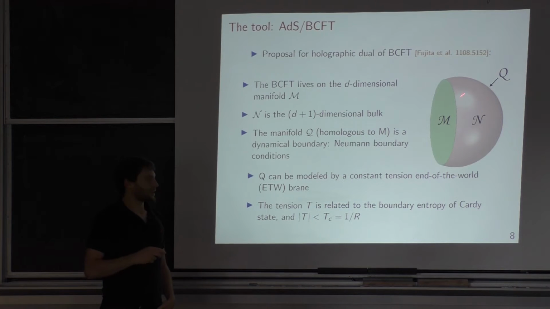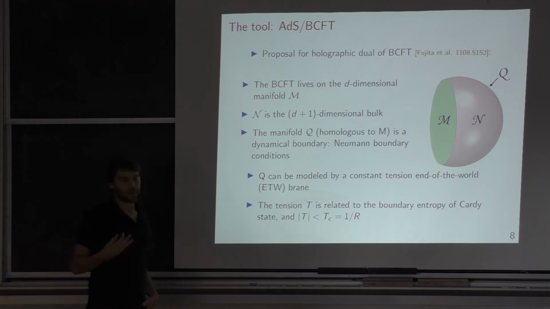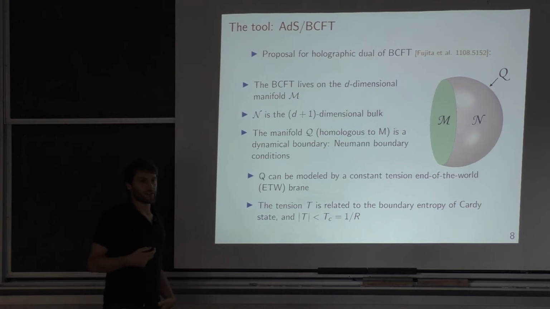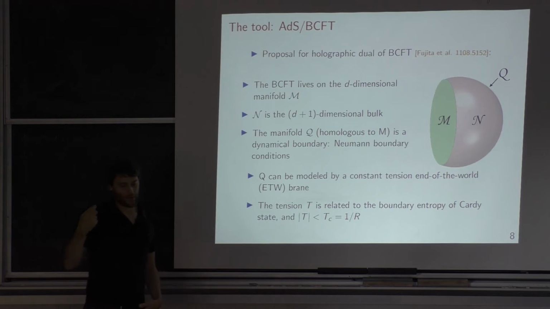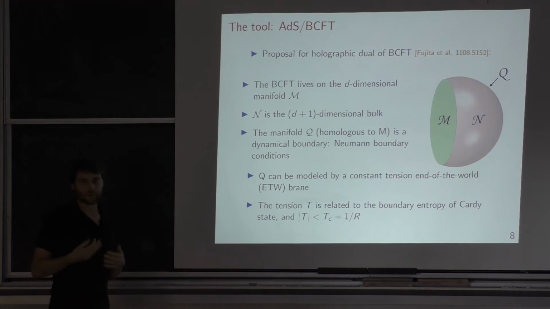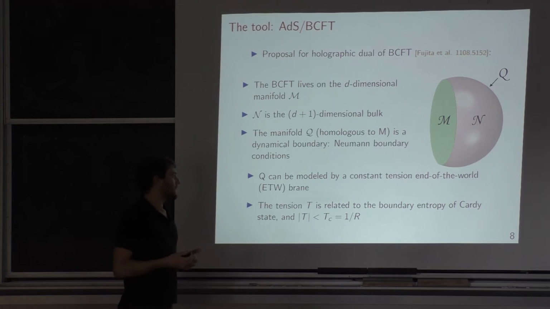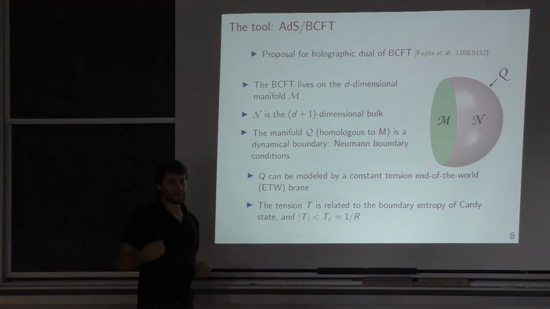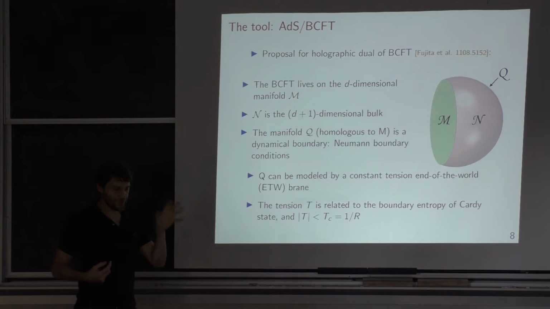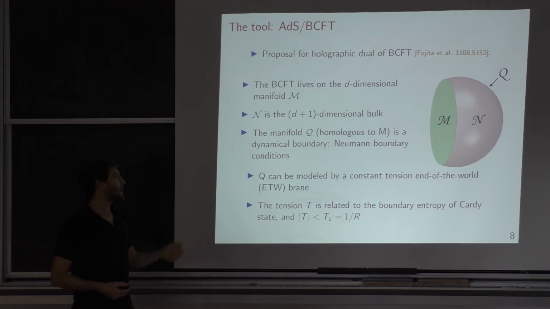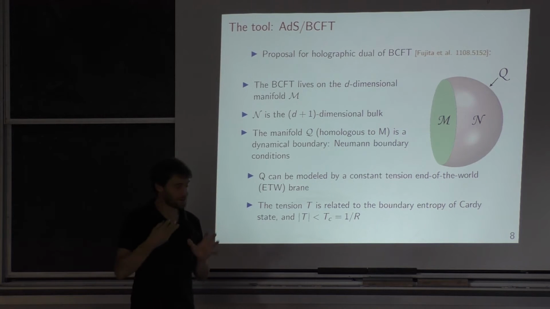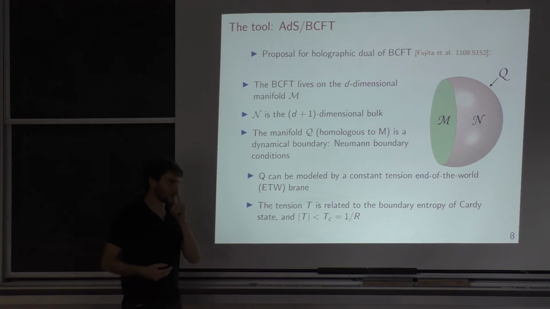Now, the tension of this brane, which is the parameter that determines its trajectory, depends on a parameter in the boundary conformal field theory, which is called boundary entropy. And that's a property of the specific Cardy state of the boundary conformal field theory. So the idea here is that if you project on some given boundary state, that corresponds to having a brane with some specific tension in the bulk.